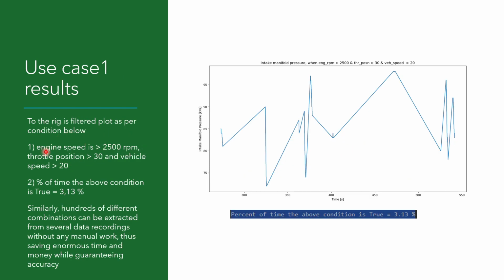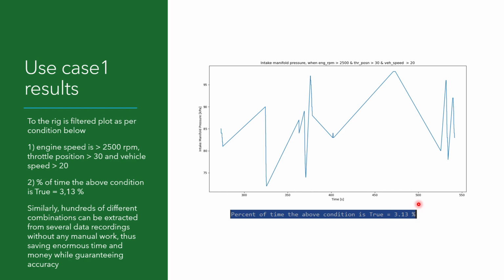So here we have filtered the engine speed greater than 2500 rpm, throttle position greater than 30, and vehicle speed greater than 20 kph. And this is the plot of intake manifold pressure as a function of time. So you can precisely see at what times your conditions were satisfied. And at the same time, we can see the percentage of time the above condition has been true.